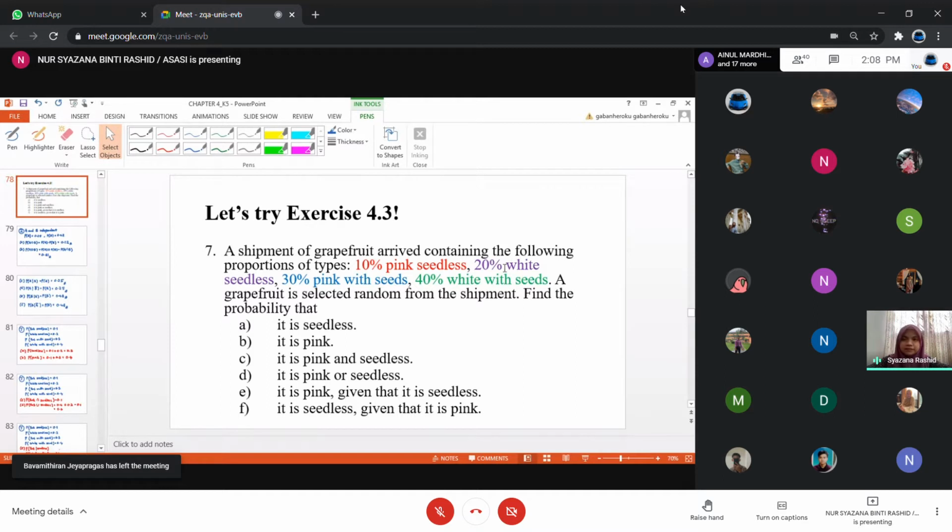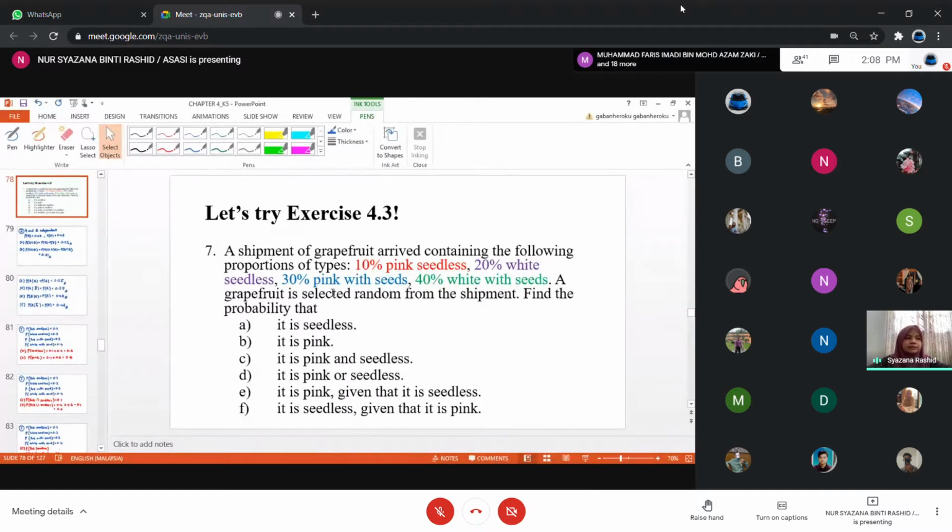For 20%, the probability of the grapefruit being white seedless is 20%, or, sorry, 0.2, or 20 over 100. So 20 over 100 is 0.2. Same with 30% and 40%. For this one, there is nothing else, it is still probability, only the way of writing, it is put in percentage form. So you just change it into probability form, in decimal form, 0 point something.